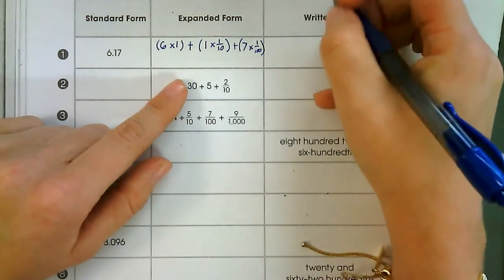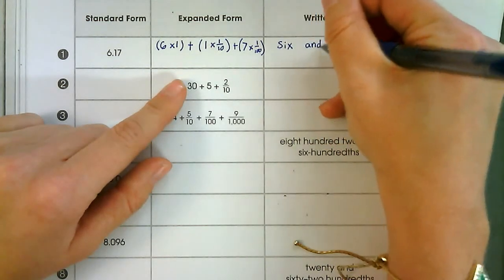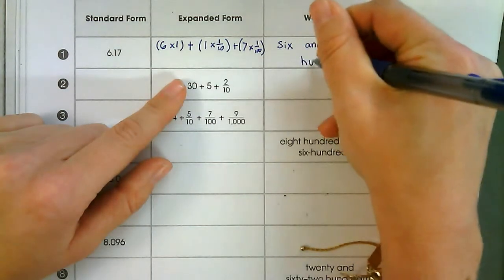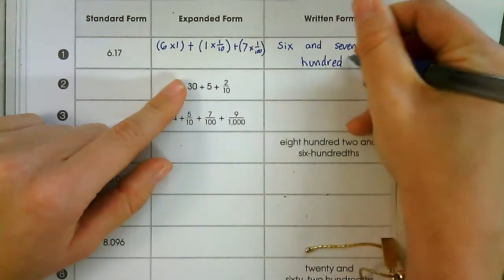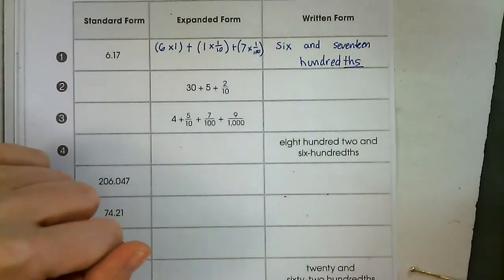In written form, we just write out what we say. 6 and 17/100. And it's very important that you put that THS on the end.